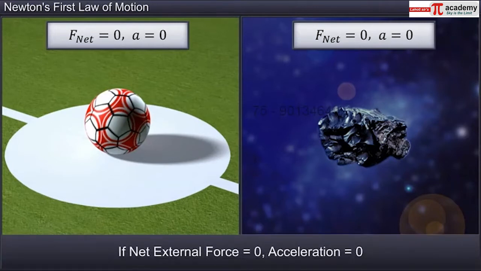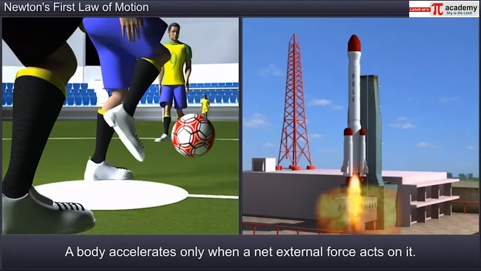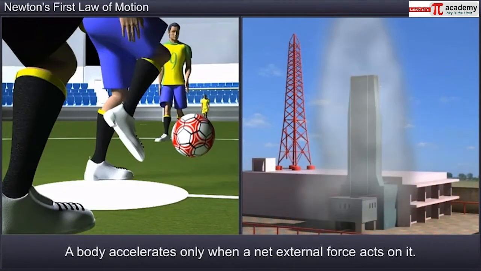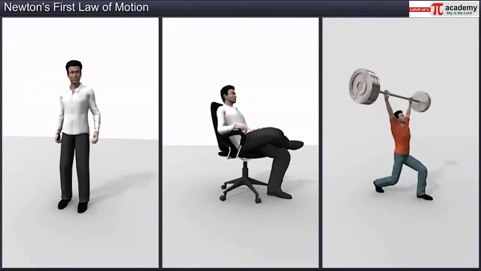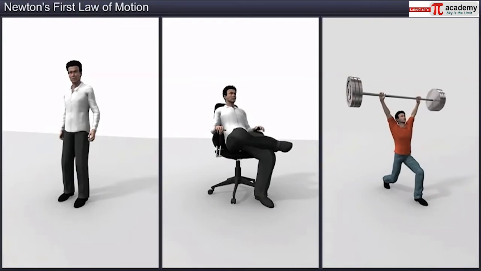1. If the net external force on a body is 0, its acceleration is 0 and vice versa. 2. A body accelerates only when a net external force acts on it. These two forms of the law are extensively used while solving problems in kinetics. Let us apply what you have learnt in this module so far to analyze some day-to-day events.